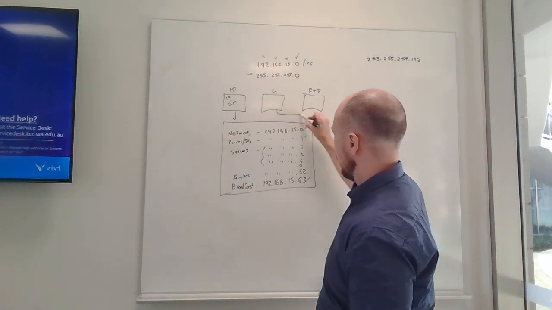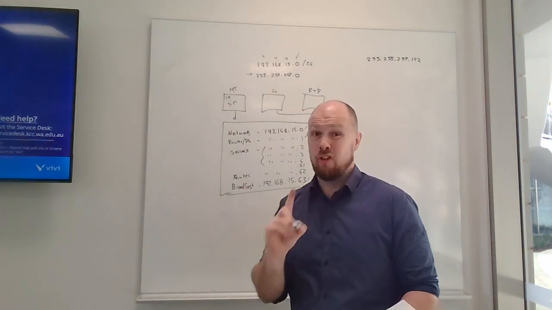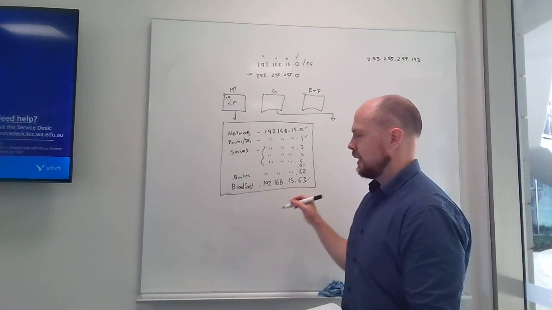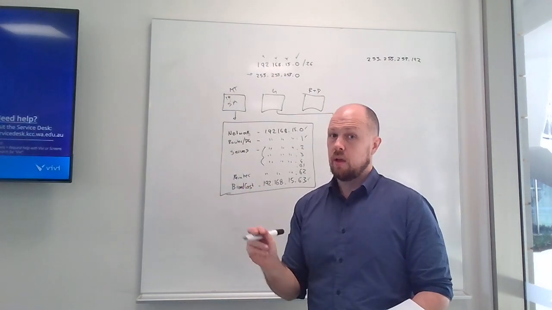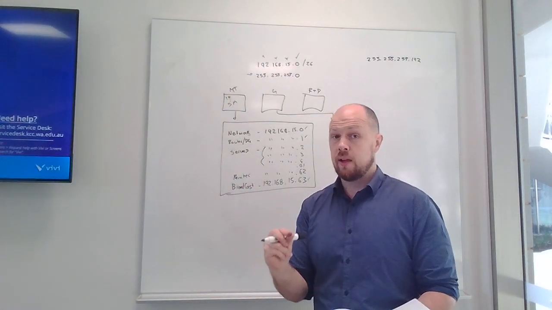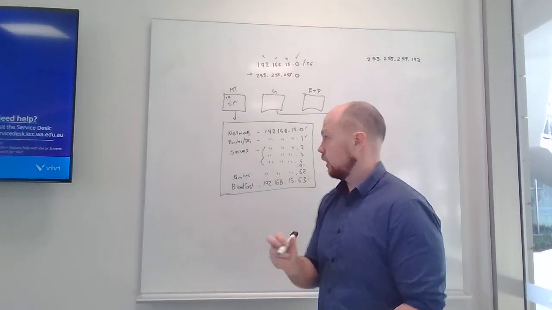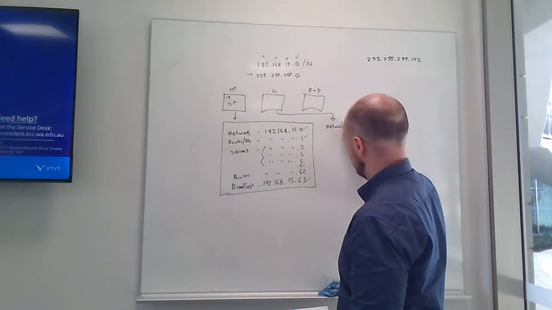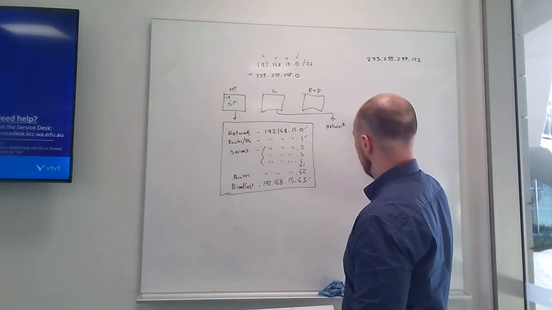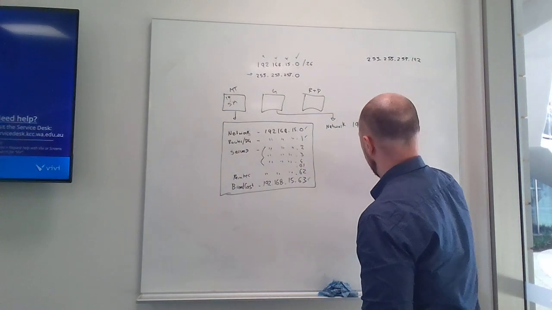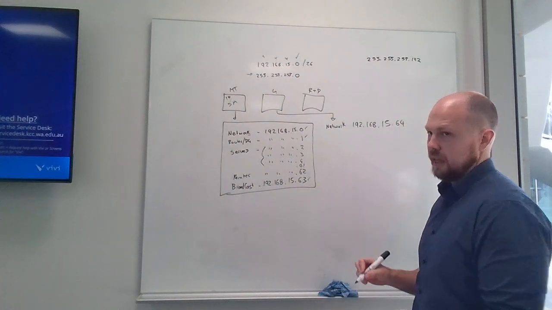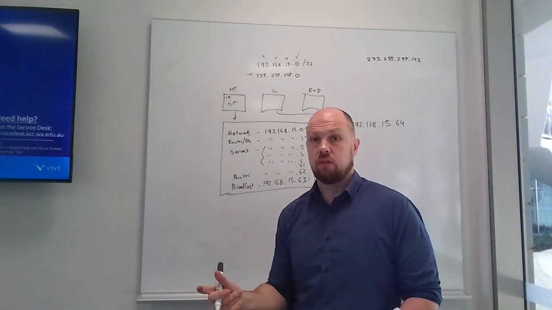What about this second one over here? We still haven't even got to the first question yet. So what is this one? Well, if the last one ended at a 63, the very first IP address that's not usable has to be our network address. So it's going to be, I'm going to write network. It's going to be 192.168.15.64. That is now our network address.